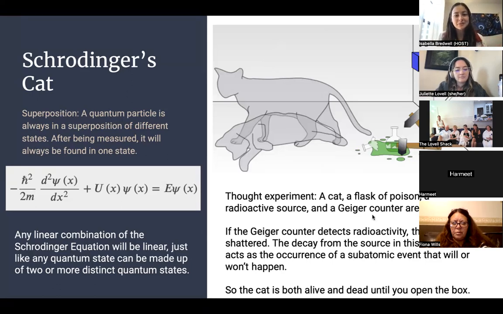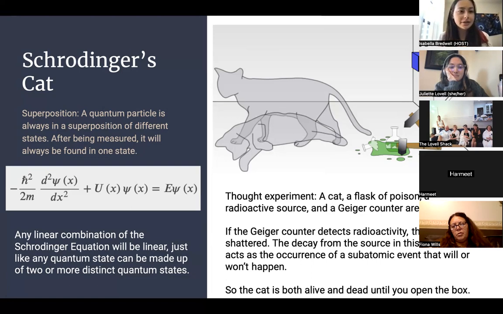So in this thought experiment, a cat, a flask of poison, and a radioactive source are in a box, right? And this radioactive source is at some point going to randomly decay. Particle decay is a random event, so it might happen, it might not, before or after you open the box. And basically, if the Geiger counter, that's also inside the box in this scenario, detects radioactivity.